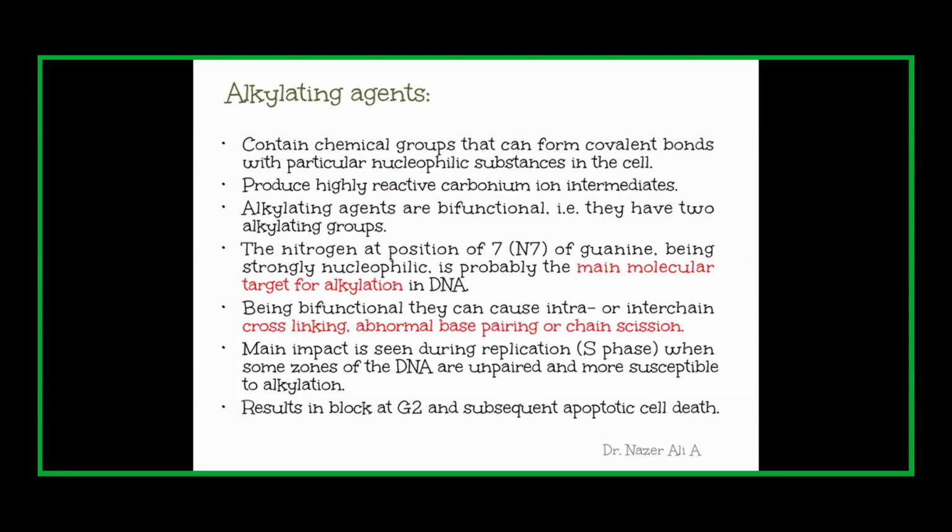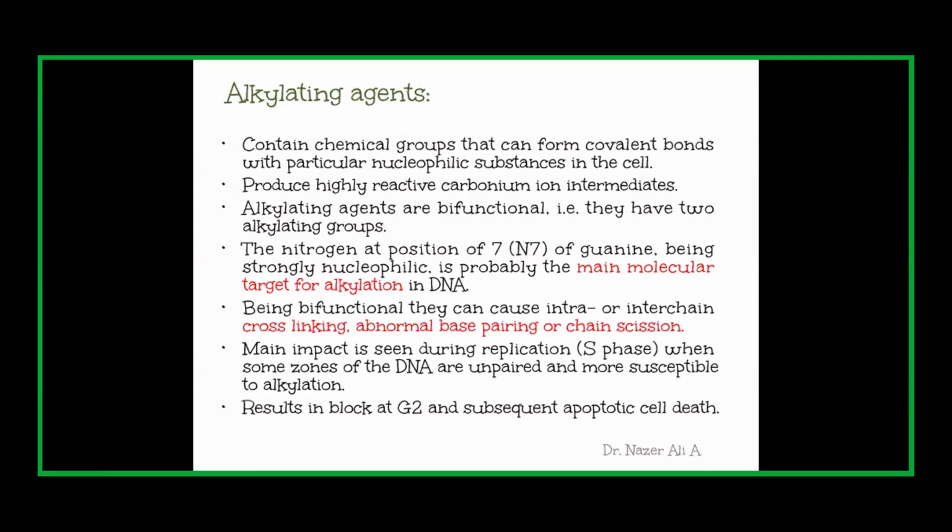And also these cause cross-linking in the DNA. All these ultimately result in cytotoxicity. And the main site where these alkylating agents act is N7 of the guanine. Okay, N7 of the guanine, since it is highly nucleophilic, is the main molecular target for alkylation.